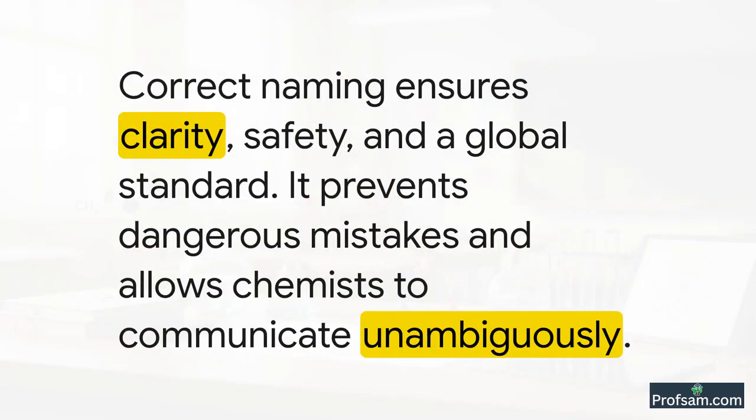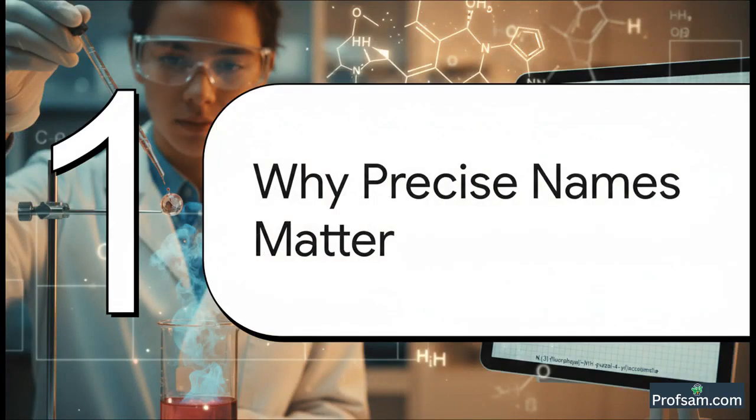So this brings us to the main question. Why do we bother with all these rules? Why do your teachers make you learn this? It's really for three simple reasons: clarity, safety, and, well, global communication. It's so that there's no confusion, everyone is safe, and a chemist in India and a chemist in Japan are 100% talking about the same thing. Okay, so first things first, let's look at why getting these names exactly right is so important. It's not just about being neat and tidy, it's something absolutely fundamental.